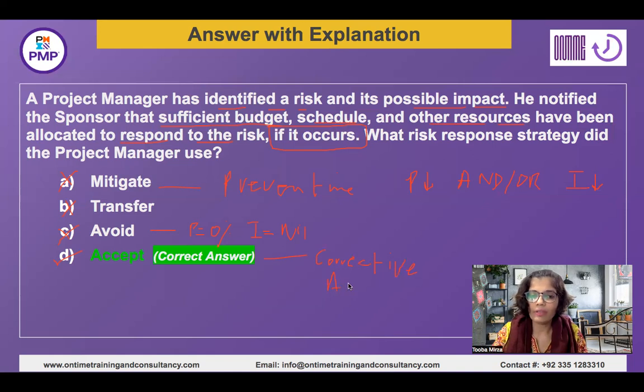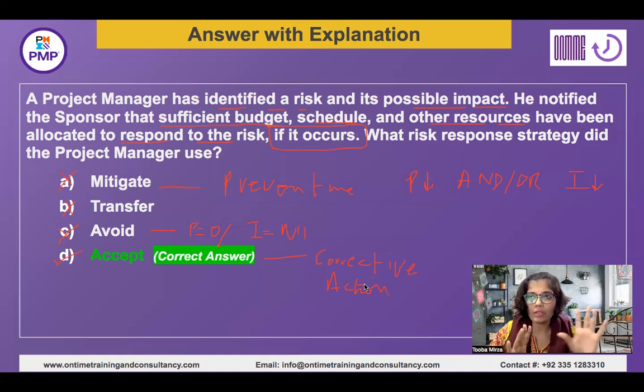If a risk has to occur and it has already been identified, let it be. We are in a good position to accept or tolerate this risk within our project thresholds for the respective areas which are going to get impacted because of this risk. In this case, the budget, schedule, and resources.